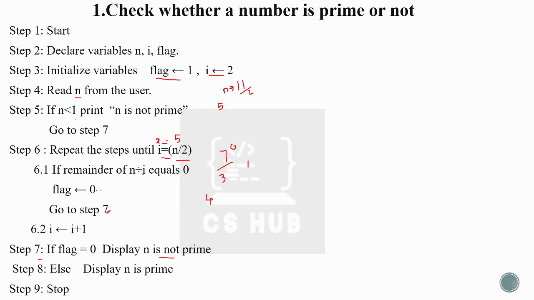So the first step is to find the remainder. 11 by 2: in the case of 11 by 2, there is a remainder. So we can increment i.